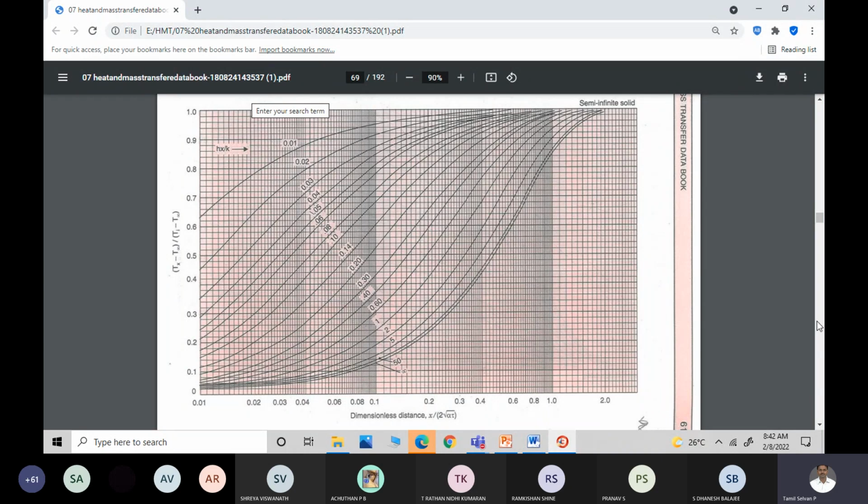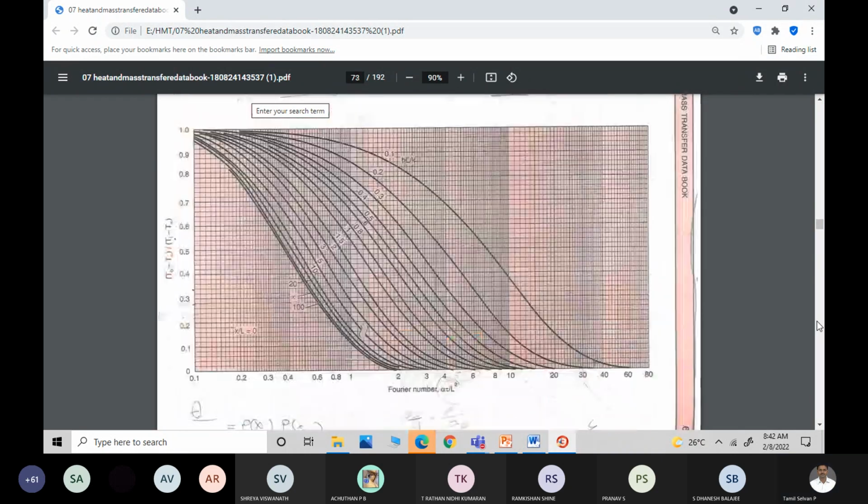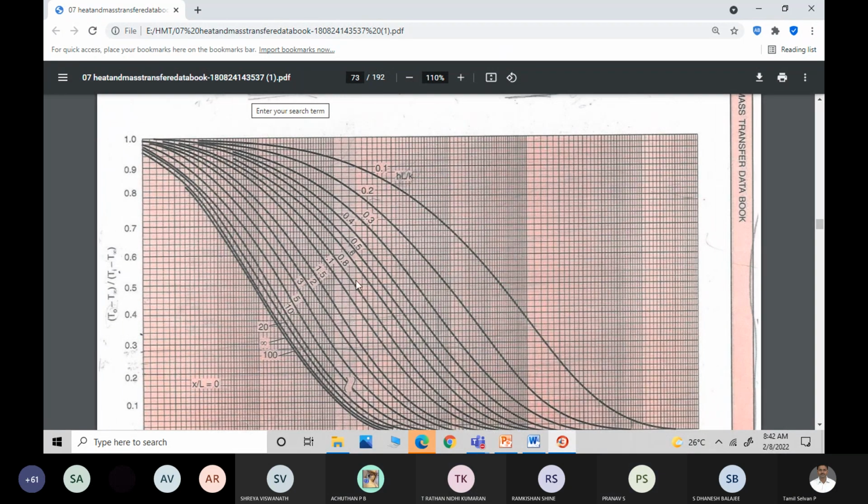See, this is a semi-infinite solid. HL by K 0.1, 0.2 is given. Am I correct? All of you are able to see this? 0.1, 0.2. Is it visible to you? 0.3, 0.4 up to 100? It's visible, sir.